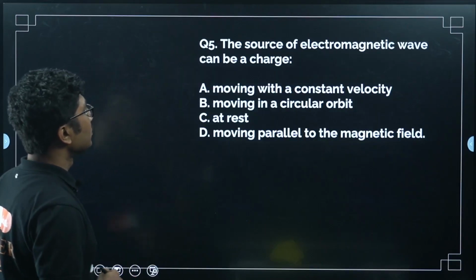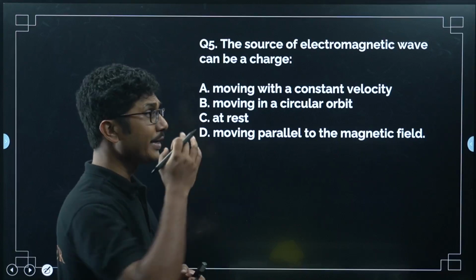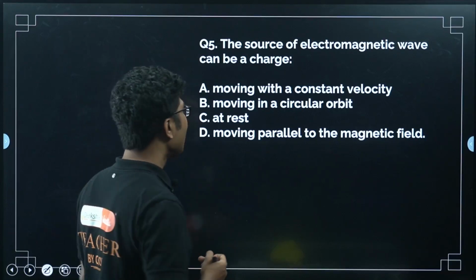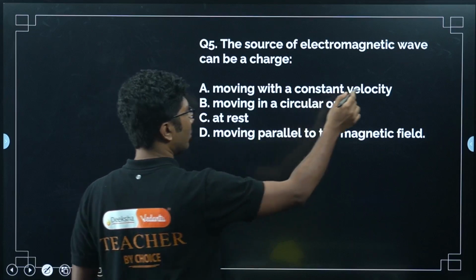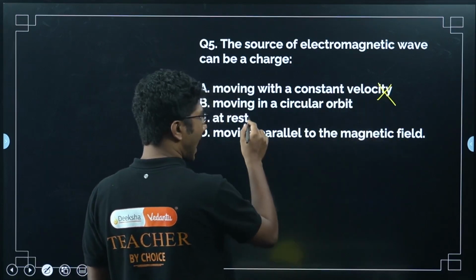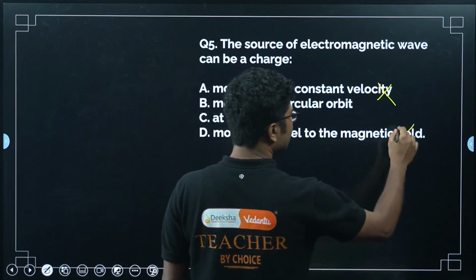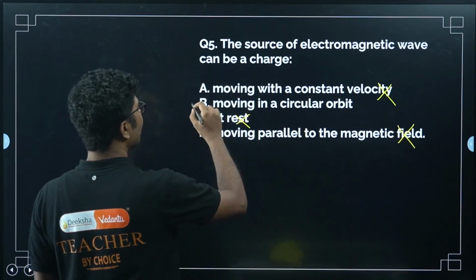Now, the source of an electromagnetic wave can be a charge. So when can a charge produce an electromagnetic wave? Moving with constant velocity? No. Moving in a circular orbit? Maybe. At rest? Definitely not. Moving parallel to the magnetic field? Obviously not. So the correct answer is moving in a circular orbit.